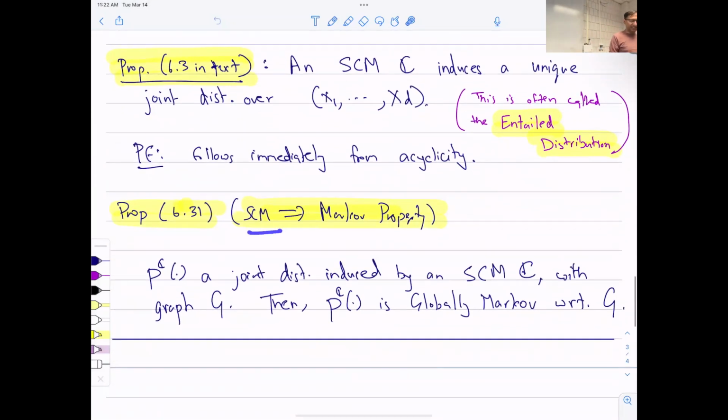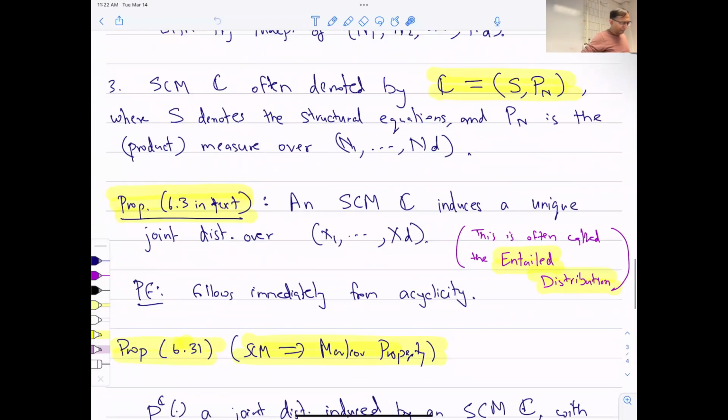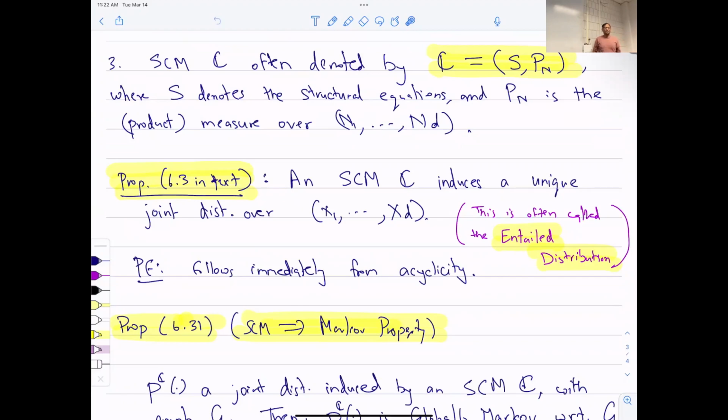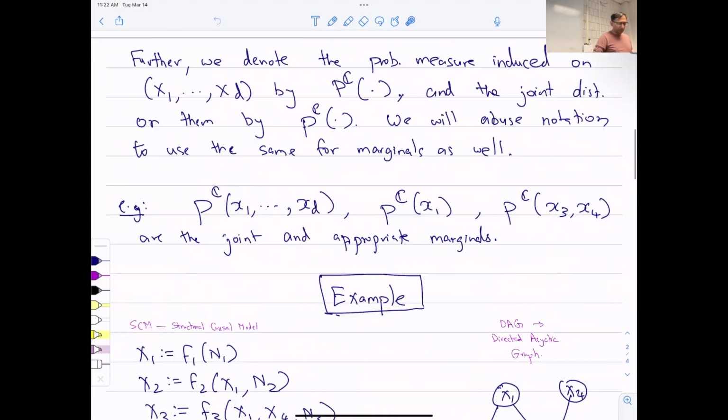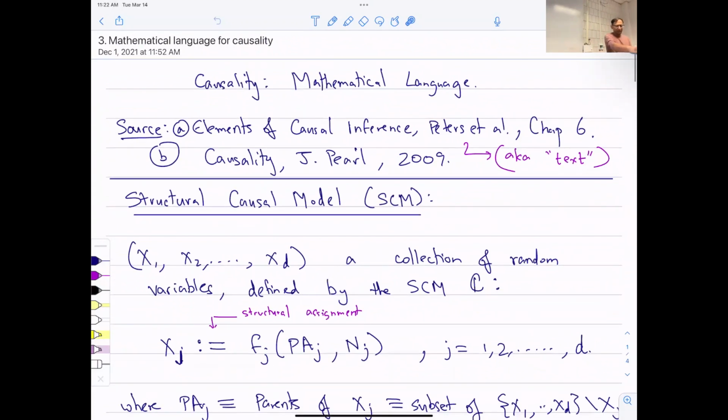And furthermore, the SCM implies the Markov property. Because P_C is a joint distribution induced by an SCM with a graph G, P_C is globally Markov with respect to G. Again, it's almost immediate. So starting from the SCM, now you can connect back to everything we have talked about with directed graphical models. So this is essentially the basics; this is just a language. From now on, I'll be talking about SCMs and entailed distributions and interventions, defined by changing one or more equations in the structural causal model.